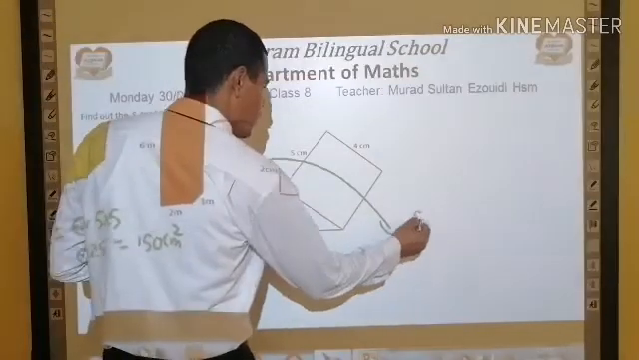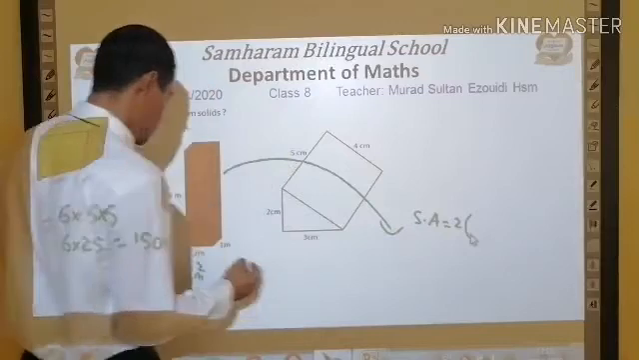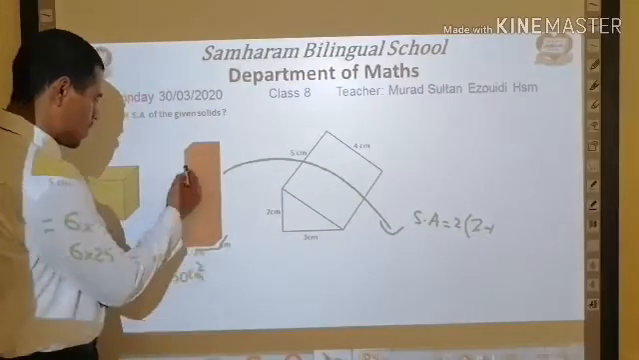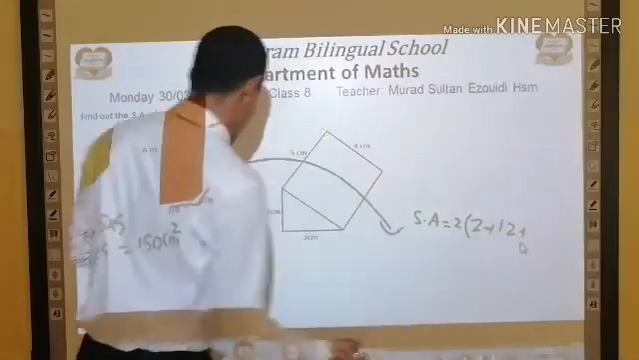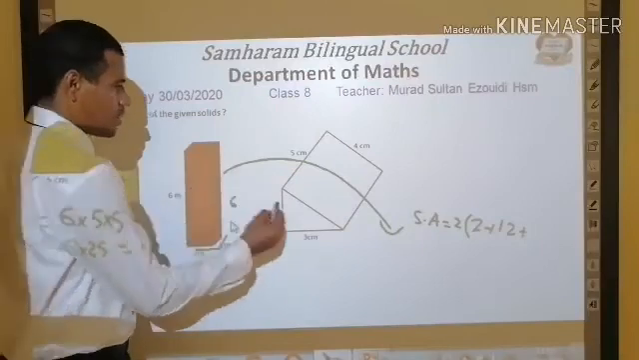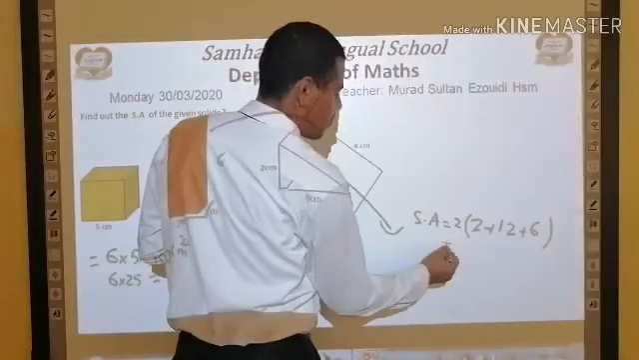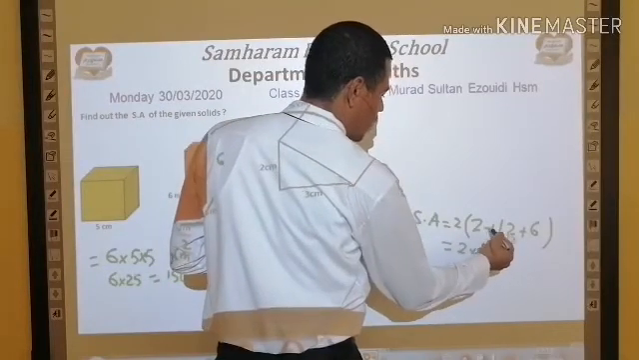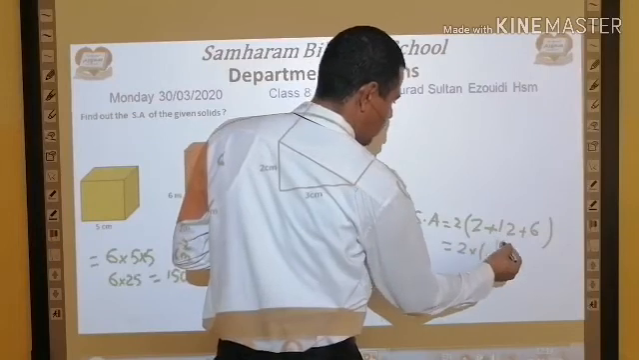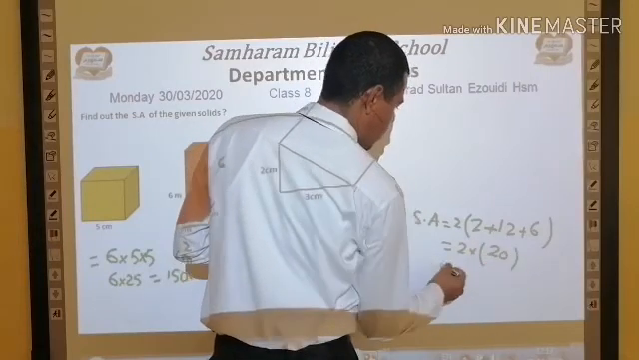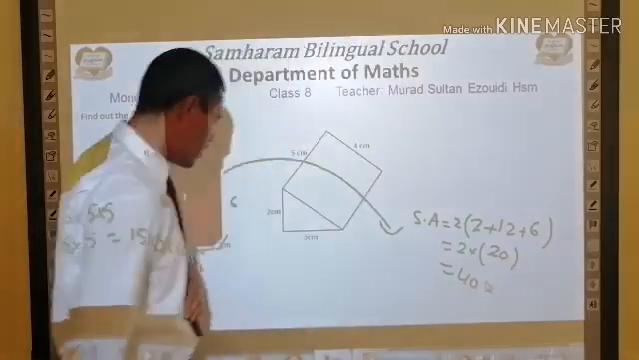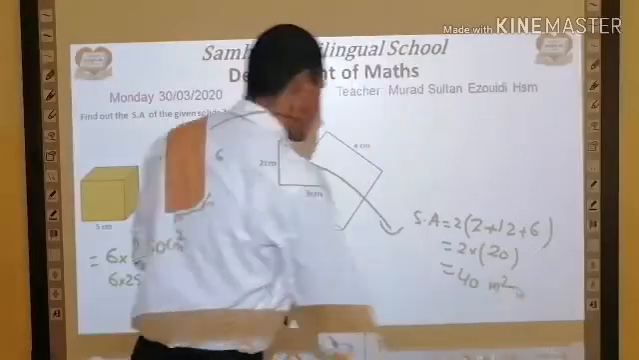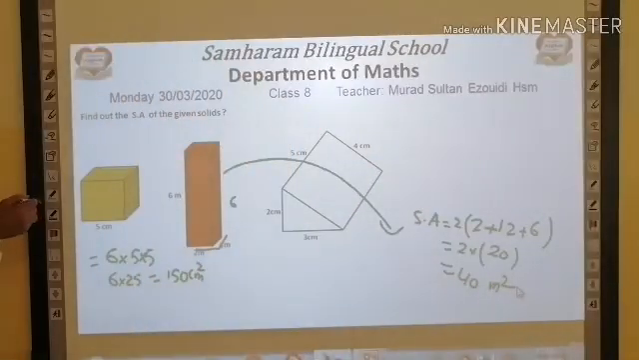And this one, okay, the surface area is 2 times 2 multiplied by 1 is 2. Okay. Plus 2 multiplied by 6 is 12. Plus this is 6, 1 by 6 is 6. So 2 plus 12 is 14, 14 plus 6 is 20. So it will be 40. What is the unit? Centimeter, sorry, meter square. It's 1 meter square. Okay? The next example.